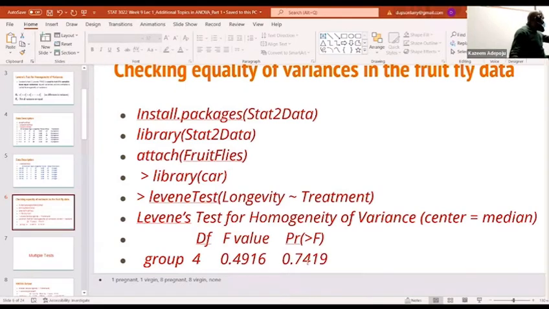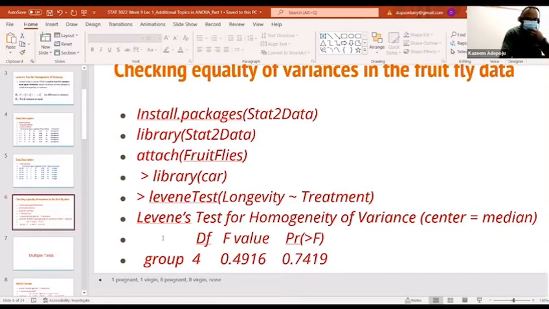Now, what is the p-value telling you? The 0.7419 is greater than the level of significance of 0.05. What does that mean? It means you fail to reject the null hypothesis. Failing to reject the null hypothesis means the homogeneity of variance assumption holds. Is there anyone who has any question on how to conduct a Levene test? You guys are good, right?